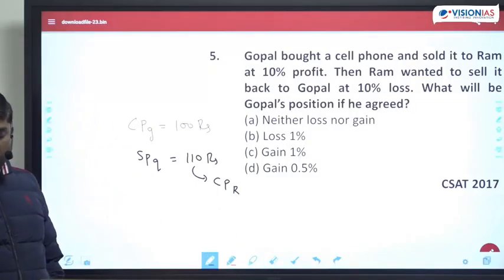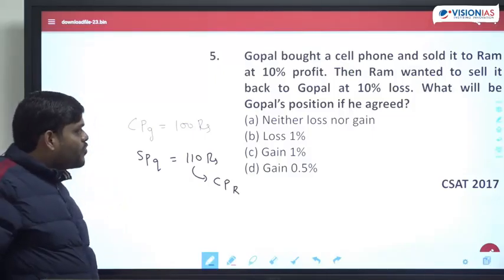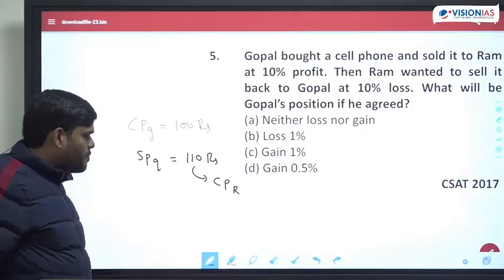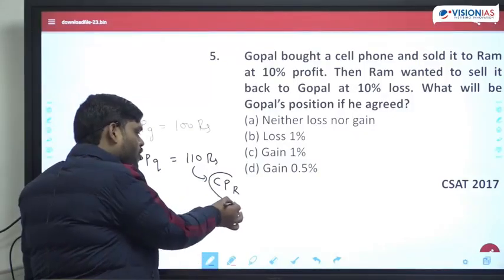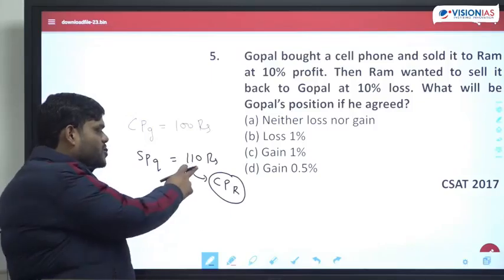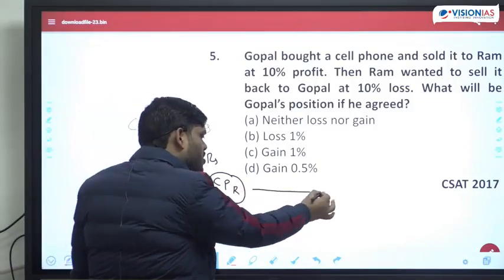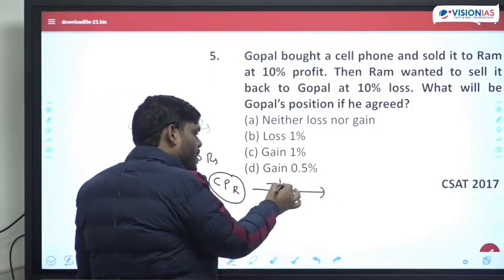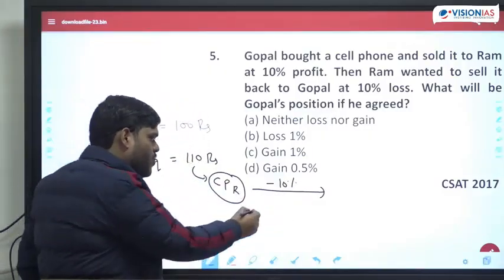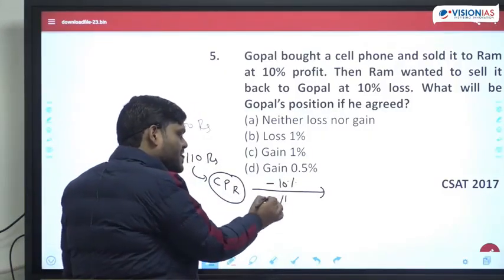This is the cost price for Ram. Now Ram wanted to sell back to Gopal at 10% loss. That means the loss and profit is always calculated on the cost price. Now he wanted to sell back to Gopal at 10% loss. What is 10% of this amount? 10% of this amount is 11 rupees.